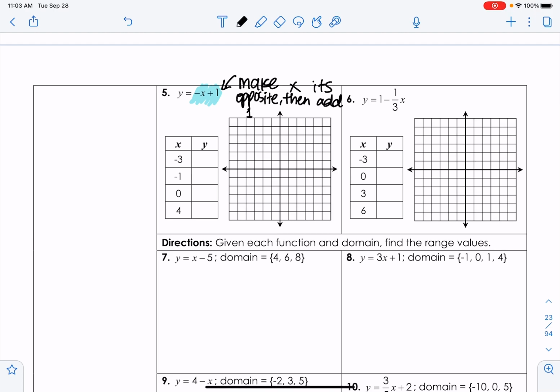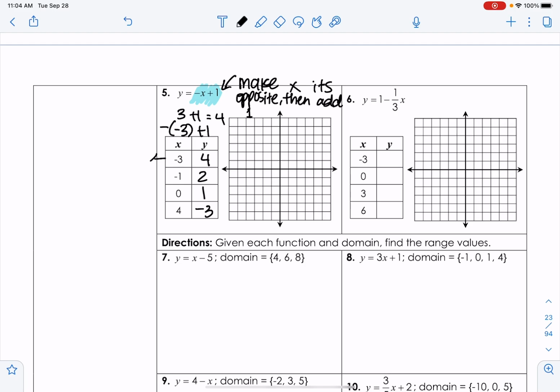Alright, so let's go ahead and do that. The opposite of -3 is +3, and then I'll add 1, so that's 4. The opposite of -1 is +1, plus 1 is 2. The opposite of 0 is still 0, plus 1 is 1. And the opposite of 4 is -4, plus 1 is -3.